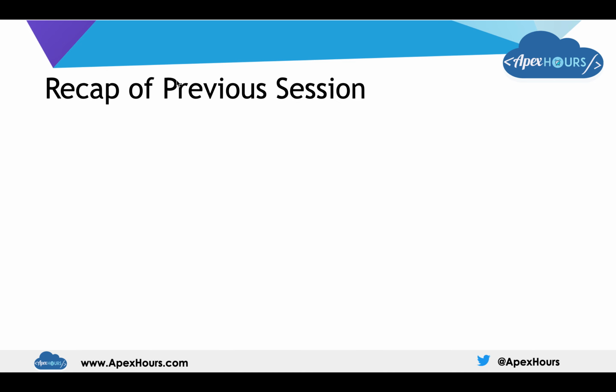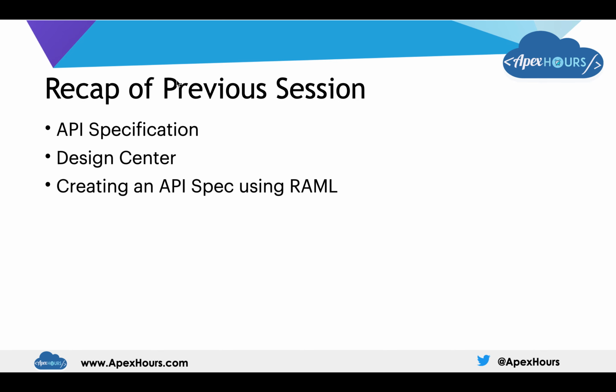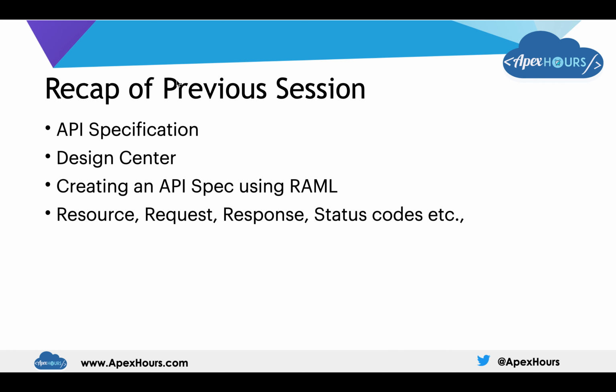Now, without wasting time, let's discuss the recap of our previous session. We have discussed what is API specification and what is Design Center of Anypoint Platform, and then we have seen creating an API specification using RAML. I told you there is another way to write an API spec, that is OAS, but in this session we will be going with RAML. And we have also discussed what is resource, request, response, status codes, etc. And we have seen how to publish a RAML and how it can be available in the Exchange.